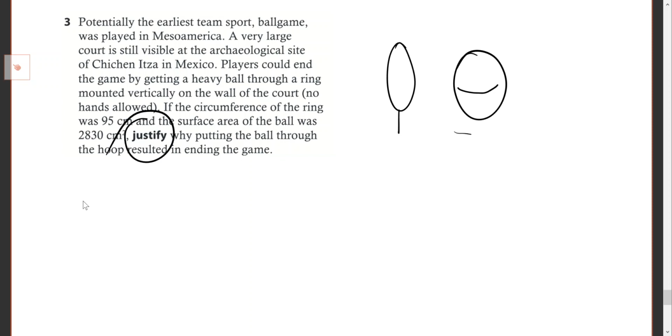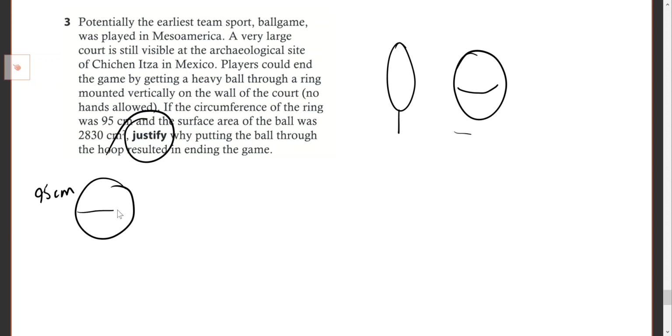And then you will do the counting. With numbers, all right? And this is very unpleasant. We need to compare the diameter of the ring with the diameter of the ball, right? So, the diameter of the ring: we're told that the circumference of the ring is 95 centimeters.